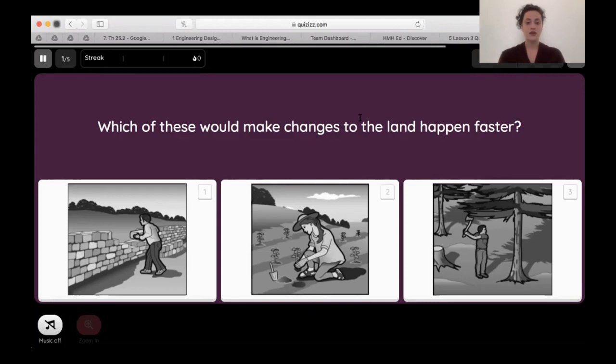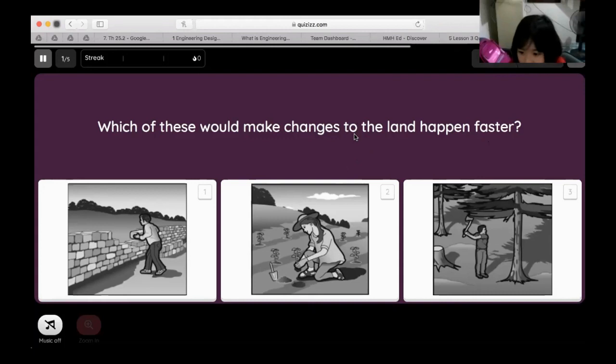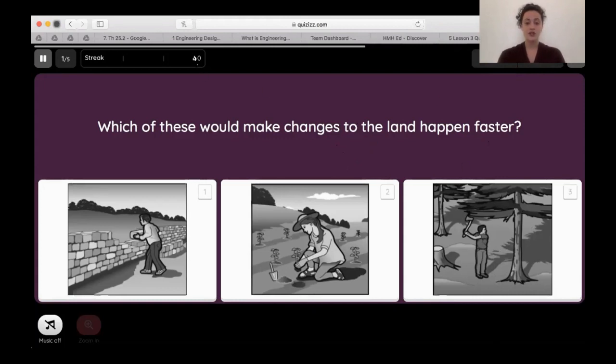Lily, what do you think? Which one would make the land change faster? Number 3, right? Because we're getting rid of the plant roots, we're getting rid of the windbreak. Number 2 would make the land change slower because we're planting more plants. Same with the wall. This would stop erosion, stop wind, stop landslides, but this does the opposite. Now there is wind erosion and landslides.